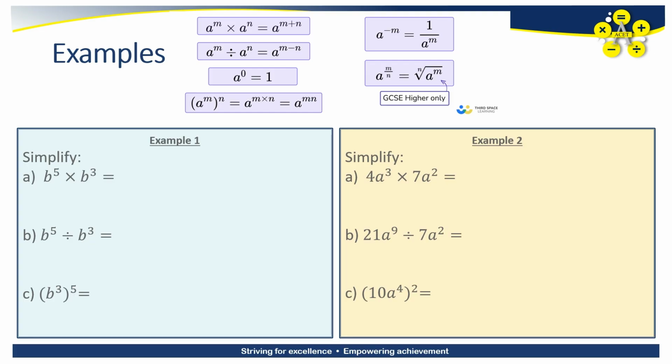Now on a foundation tier, all we need to worry about are these ones here. So you've got these 4 on the left and this top one. We only ever look at fractional indices on the higher paper. But for foundation, we need to be able to multiply, divide, expand a bracket, so raise into another power, and then look at these negative ones here. But for today's video, all we're looking at are these 4 on the left.